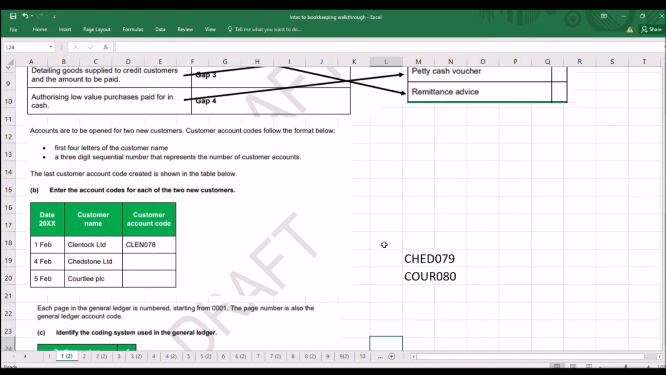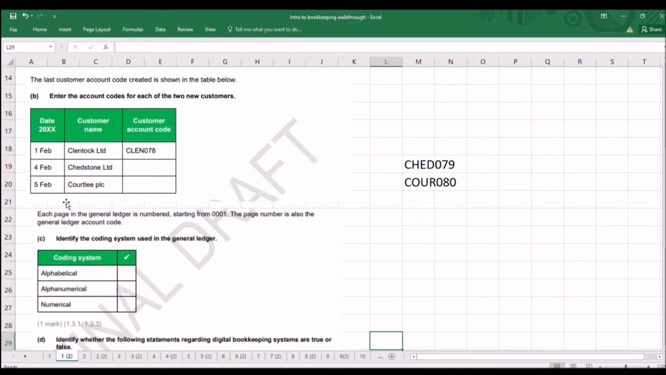So that's that. Next part of the coding question. Each page of the general ledger is numbered, starting from 0001. So this is general ledger accounts in here. They've all got their T accounts sitting on a page. The page number is also the general ledger account code. Identify the coding system there. It's not a letter because there are no letters in here, so it can't be alphabetical and it can't be alphanumerical. So it's numerical. That one is numerical.